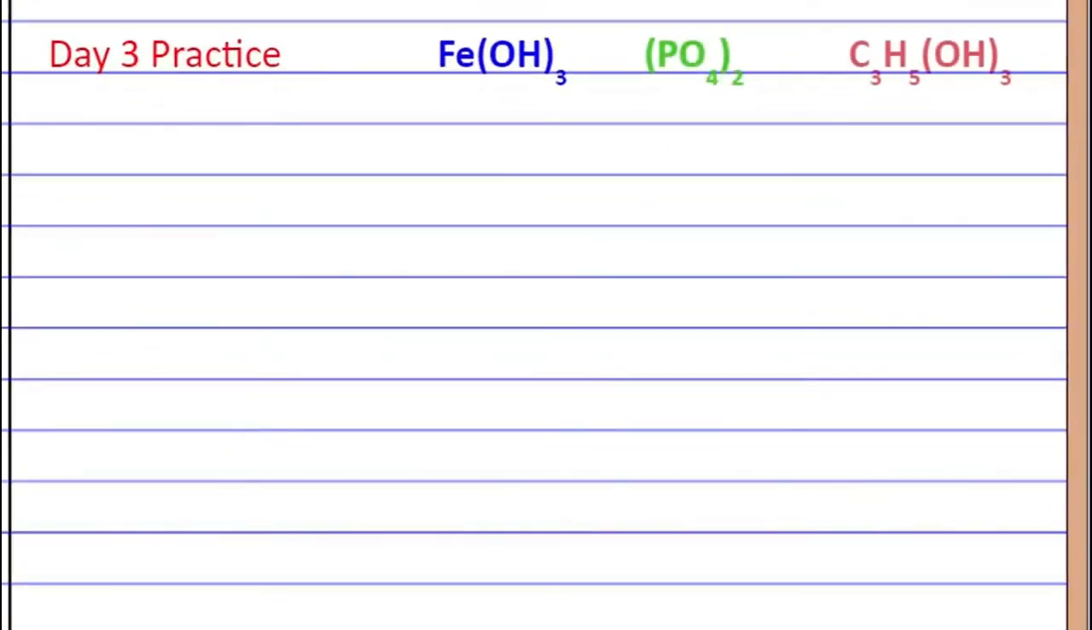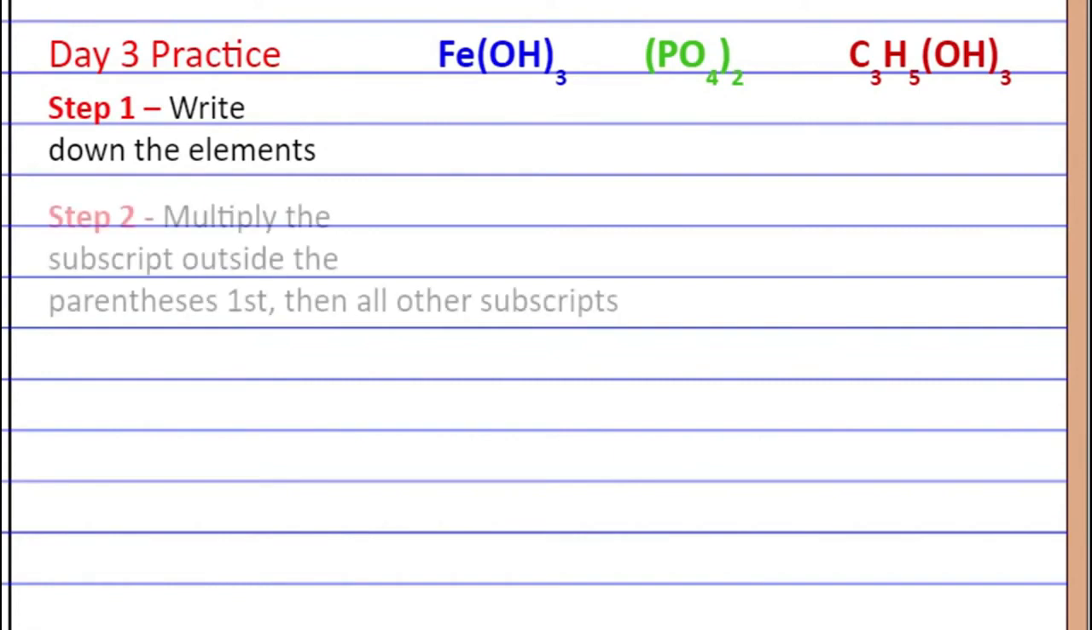So day 3 practice, we're going to be using Fe(OH)₃, (PO₄)₂, and C₃H₅(OH)₃. So remember, our first step is always going to be to box the elements and then write them down. Then our second step will be to multiply the subscript outside the parentheses, then all other subscripts. So let's go work on our practice examples.